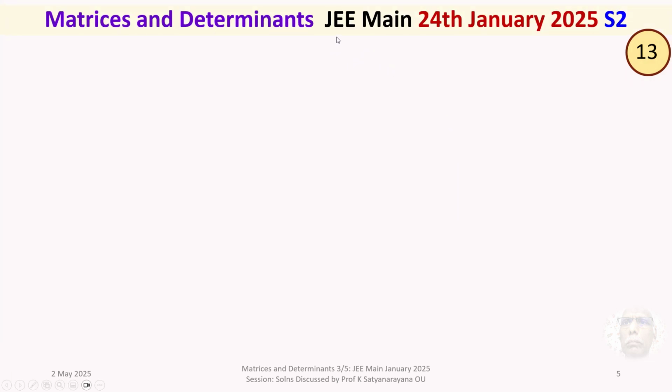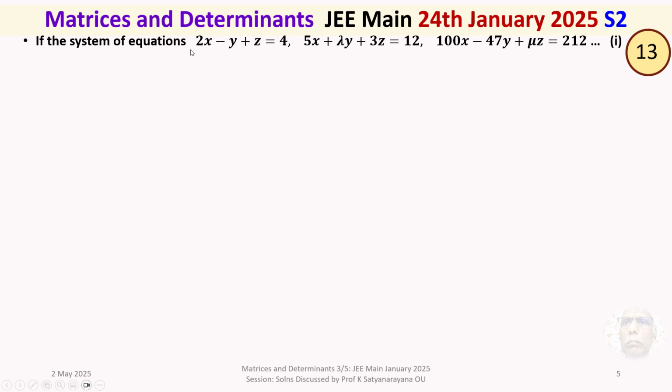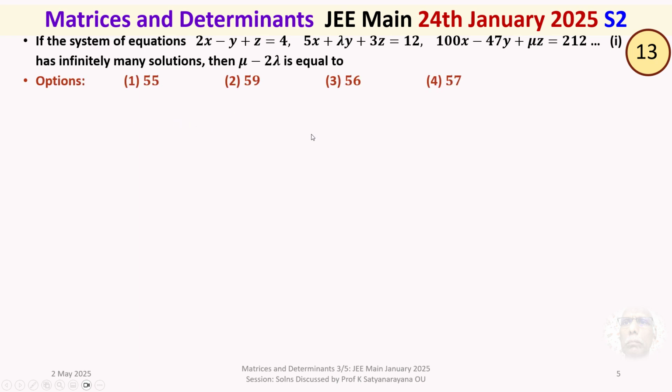This is the question that has appeared in the JEE Main exam held on 24th January 2025 in the second shift. The given question is, if the system of equations, these are 3 equations in 3 unknowns, involving 2 parameters, lambda and mu. Let's call this system 1. This system has infinitely many solutions. Then find the value of mu minus 2 lambda. We are given 4 options. Let's now discuss the solution of the problem in detail.